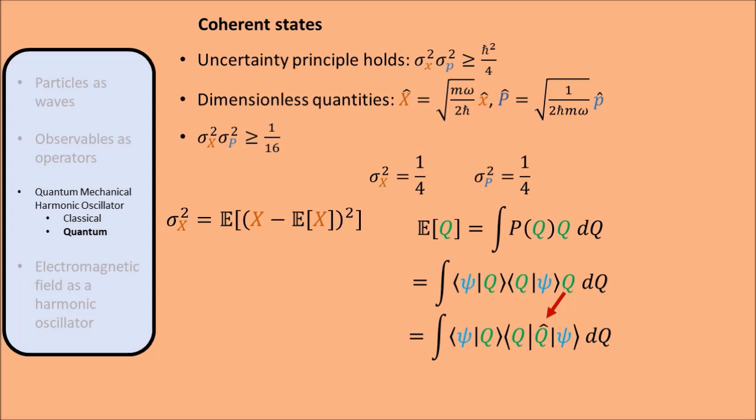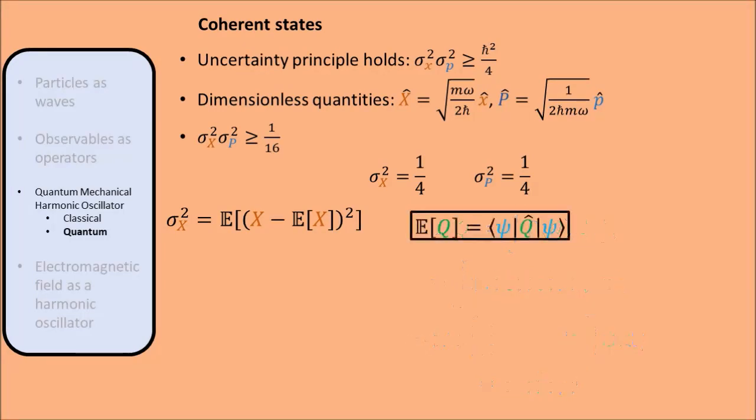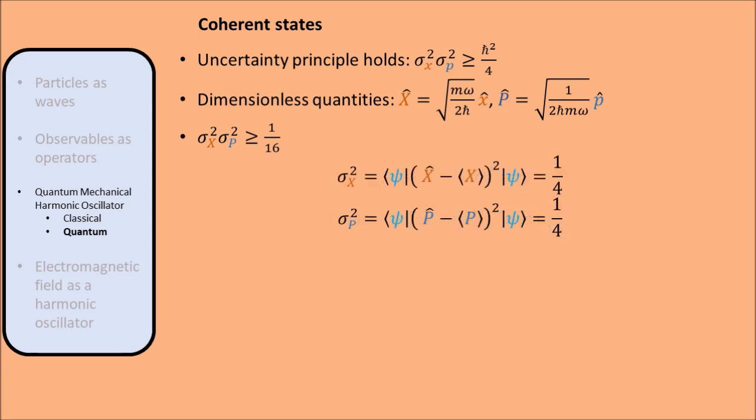We can now rewrite the integral to find the identity operator, which we can leave out. We then find the simple but important result that the expectation value of an observable q is found by sandwiching the q operator between the bra and ket factors of the wave function. We can use this result to write the variances of x and p as a function of the wave function psi. So now we have obtained two equations using the variances of x and p.